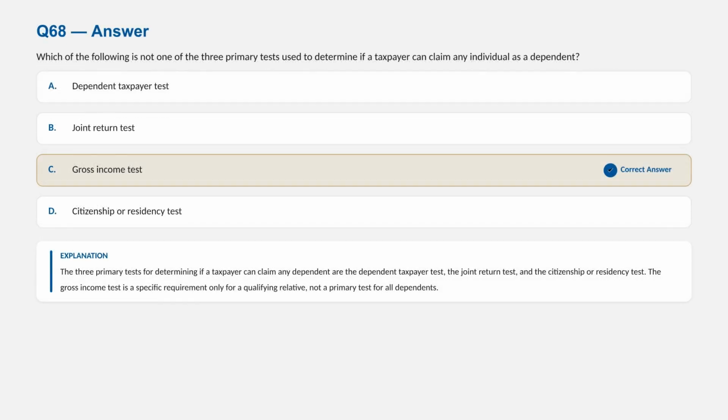The correct answer is C. Gross income test. The three primary tests for determining if a taxpayer can claim any dependent are the dependent taxpayer test, the joint return test, and the citizenship or residency test. The gross income test is a specific requirement only for a qualifying relative, not a primary test for all dependents. Great. Now let's move to our next question.